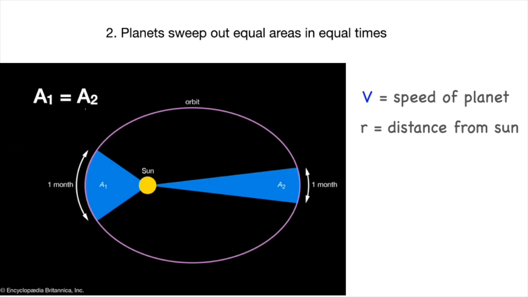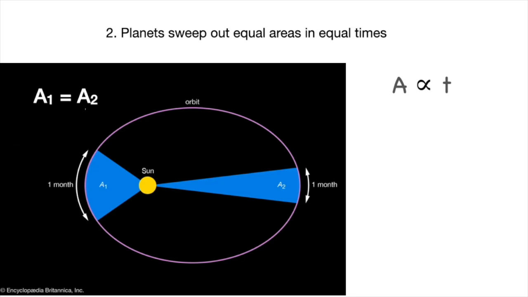The area swept out depends on two variables, the speed of the planet, v, and the distance from the sun, r. For any given r, the area swept out per unit time increases as v increases. Conversely, for any given v, the area swept out increases as r increases. Therefore, Kepler realized that in order for his law to be true, the speed of a planet must be lower when it is farther away from the sun by just the right amount, as this diagram illustrates.